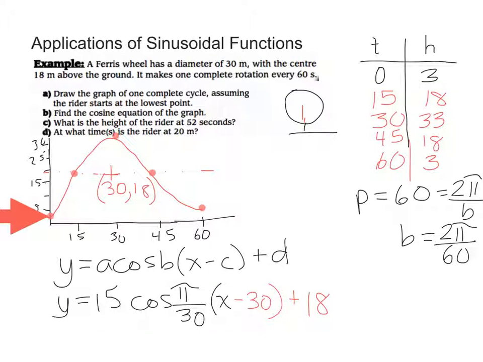Once we've come up with that equation, put it in the calculator, we know that it's correct because we got the same graph on the calculator as the one we sketched here. We can answer part C and D. What is the height of the rider at 52 seconds? How are you going to use your calculator to answer that? Trace, or probably second trace if you're on an 83 or 84. Value, fill in 52.